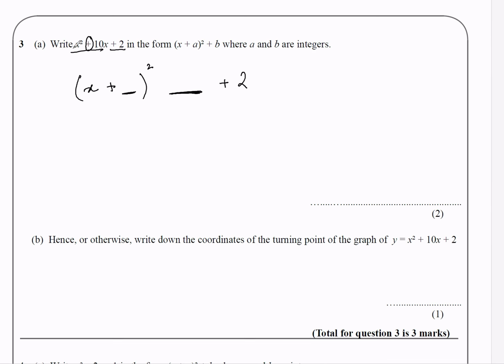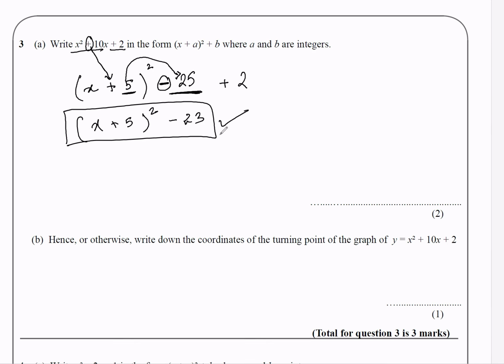X is there, I know this is the expression in terms of x. 10 divided by 2 is 5. I square this 5 to get 25. Now the sign here is always negative, whether this is positive or negative. You square this and take it here. That's it. Now minus 25 plus 2 is minus 23. That is without the help of the formula.